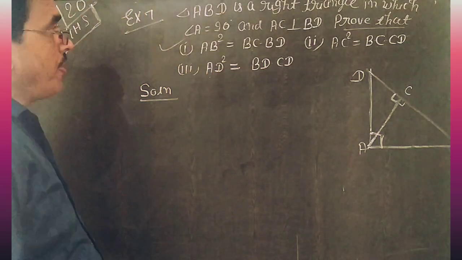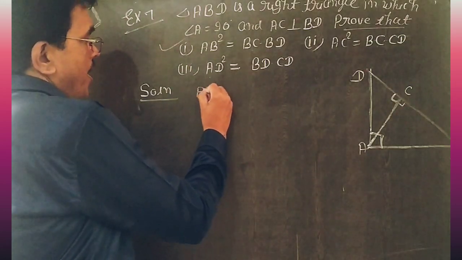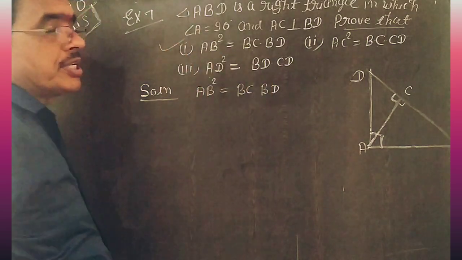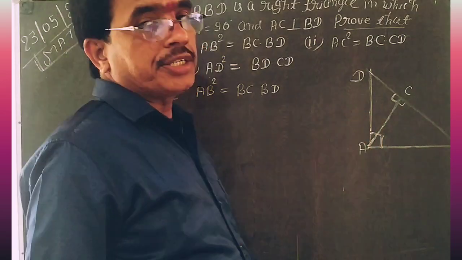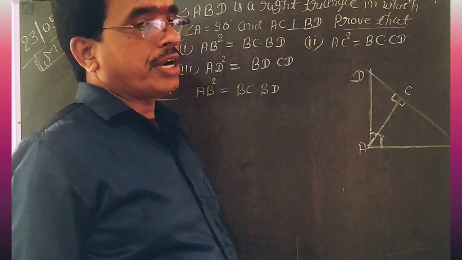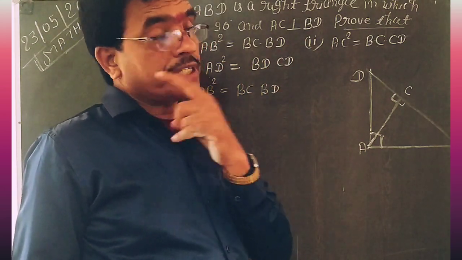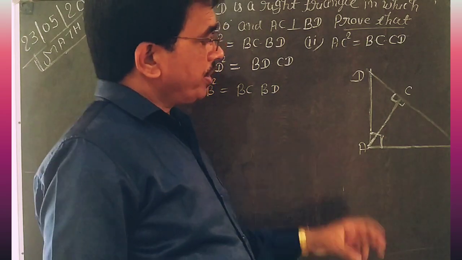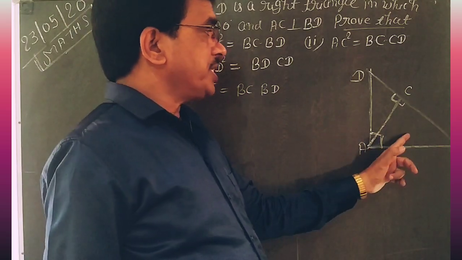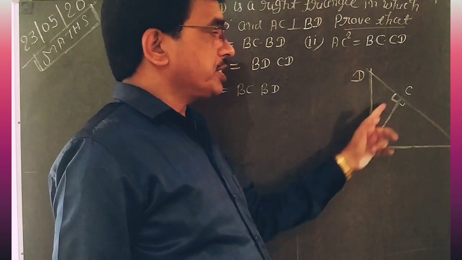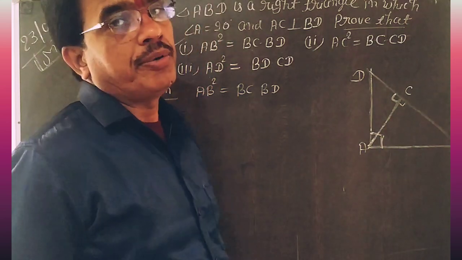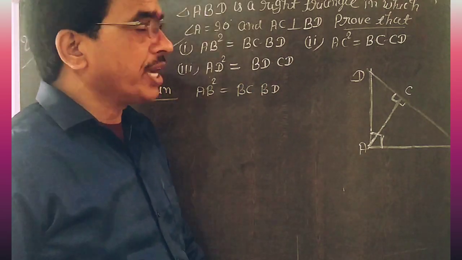So dear students, first find them one by one. First is AB square is equal to BC into BD. All questions are related to similarity, and there are 3 triangles in it, two small triangles and one large triangle. And each question is based on the similarity of two triangles. But the problem is how to find the similar triangles? ABC is similar to DAB, otherwise DAC is similar to DCA. All are similar, but according to the question, first find which triangles are similar.